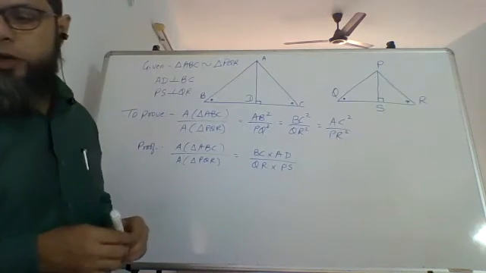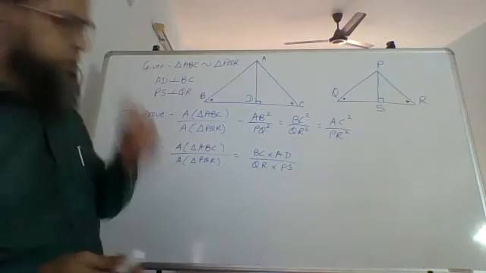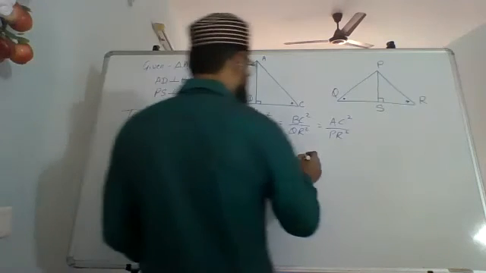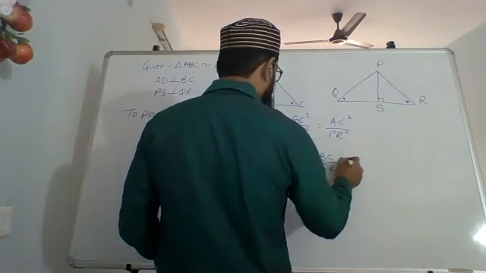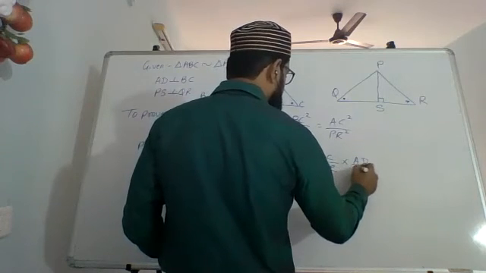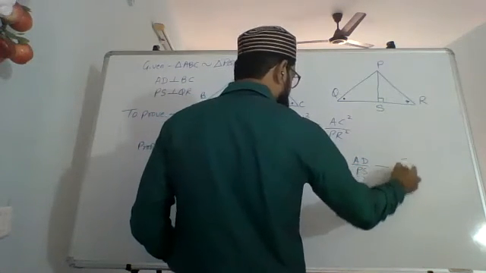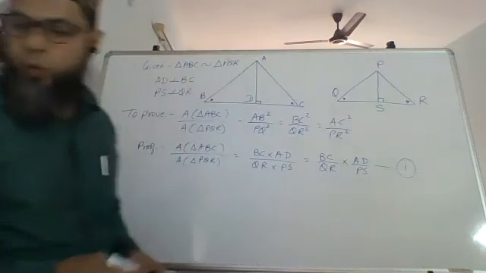Yes, sir. There is nothing complicated in this. No complication. This I will split up as BC upon QR into AD upon PS. Call it 1. We call it as 1.